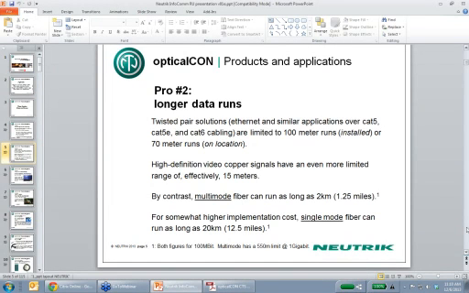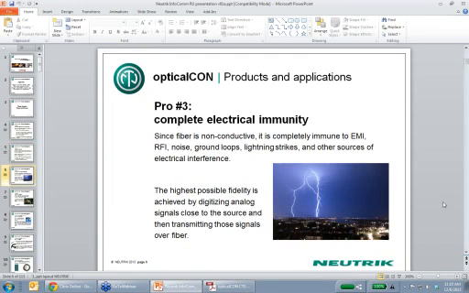Okay. Pro number 3, complete electrical immunity. So, fiber is not conductive. That means you don't have to worry about any kind of cell phone interference, RFI. You don't worry about lightning strikes. You don't worry about any of that stuff. You are completely taken care of once you move to fiber, because now you're transporting data over light, not over copper. Once you do the digitization, that digital signal is not going to degrade as it goes from source to destination at all, regardless of any kind of traditional interference. And this is a beautiful thing for people.